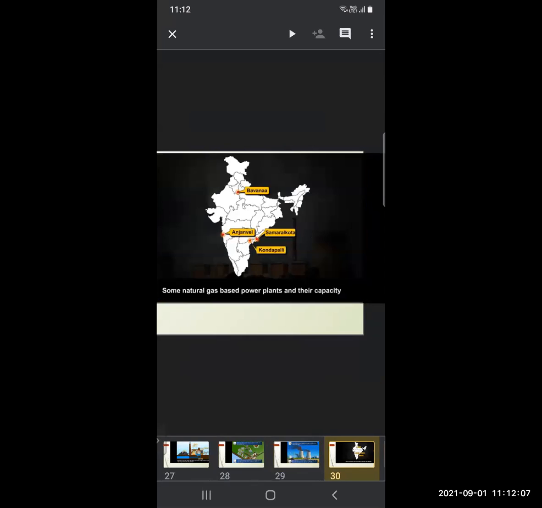Some natural gas based power plants and their capacity, we have seen this.